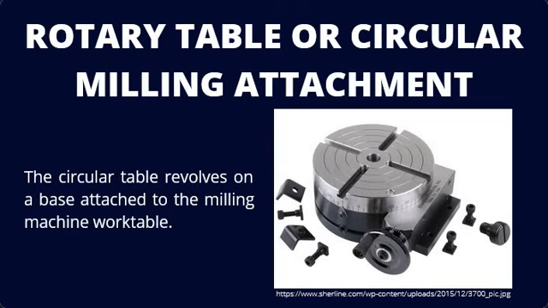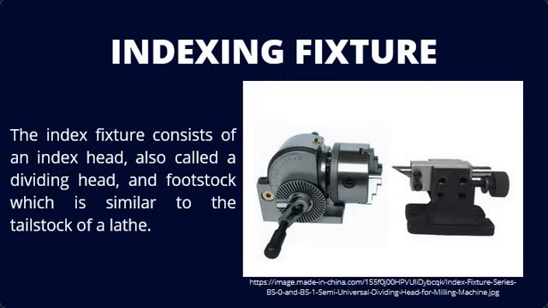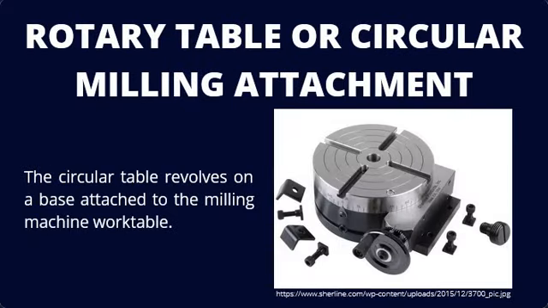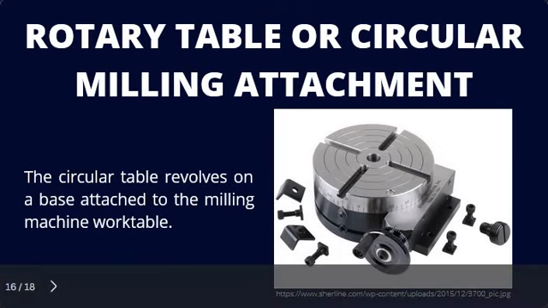So for the indexing fixture, the angle is divided into number of turns, while in the rotary table or circular milling attachment, the angle is divided in degrees. So in this part, we also have a graduated scale, so that you can set perfectly the desired angle.